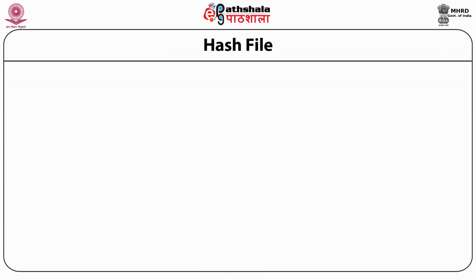Then there are two kinds of storage we find in direct file organization. One is hash file, or in other words we call it index file organization, and the second kind is B tree, or we call it binary tree. Hash files are one type of file organization under direct file organization.